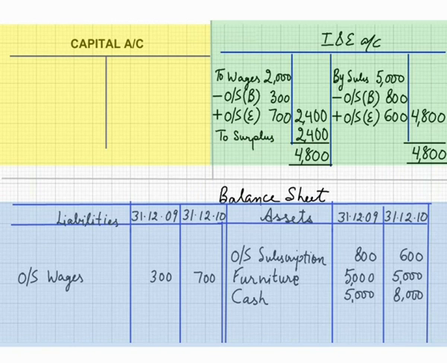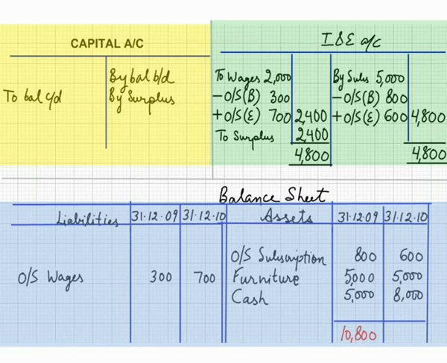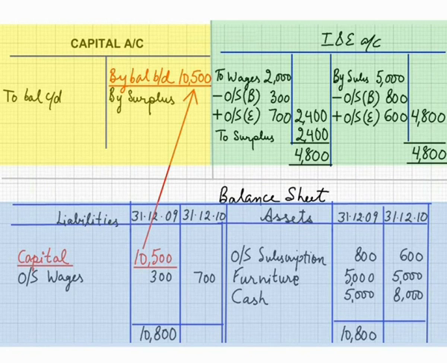Now prepare the capital account. On the credit side, by balance b/d. On the debit side, to balance c/d. And on the credit side, by surplus. In the beginning on the asset side, the total was 10,800 rupees. And the same total should be on the liability side. But on the liability side, the item is only 300 rupees. It means there is a balancing figure of 10,500 rupees. It means this is the capital in the beginning. So by balance b/d in the capital account 10,500 rupees.